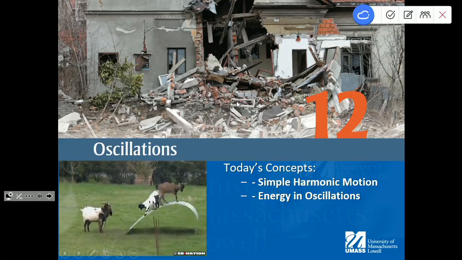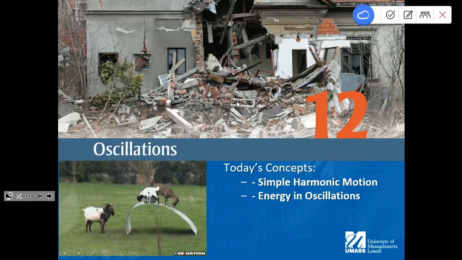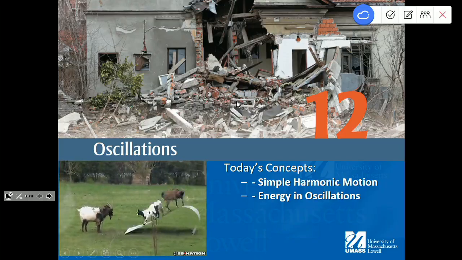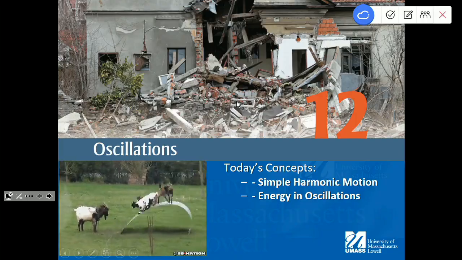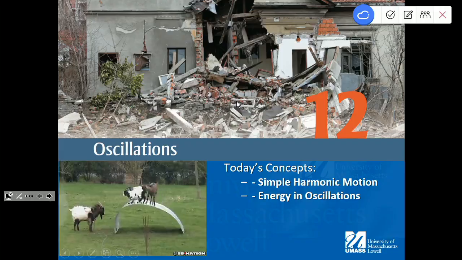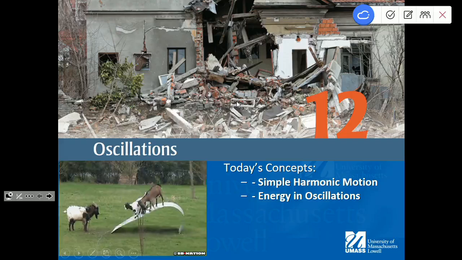Right. If everyone can start looking at the dancing goats. So the topic for today is oscillations, and those goats are literally oscillating. Take a look at them now, enjoy it while you can. The rest of this lecture you'll be having masses on springs oscillating. This is a little more entertaining.